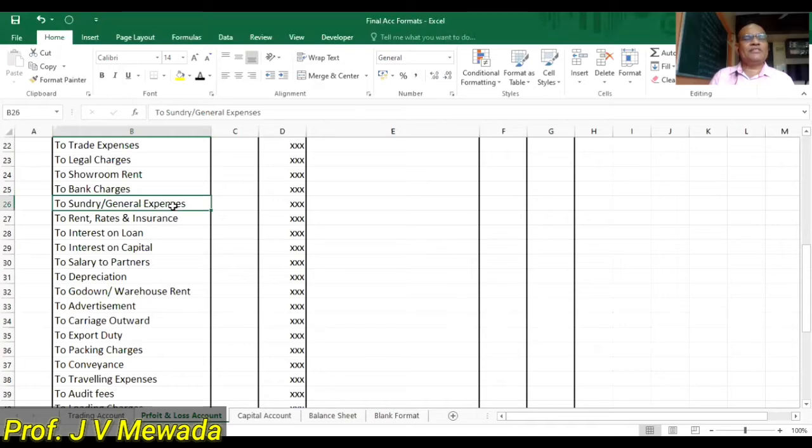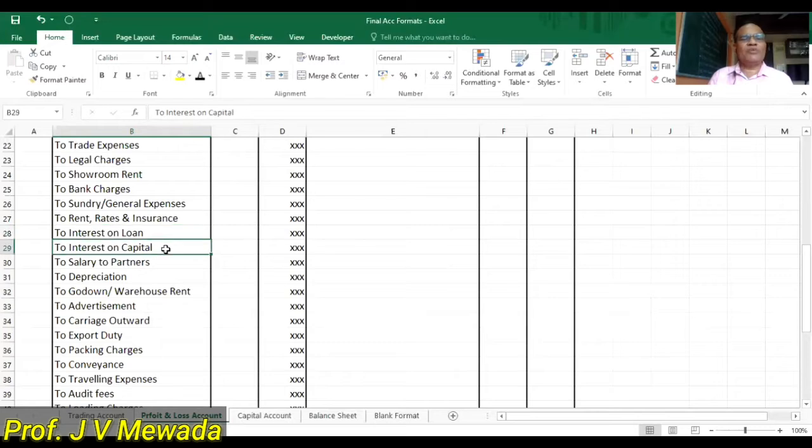Then we have sundry or general expenses. Then we have rent, rates and insurance. Rent, we are paying rent for office, or the rates, that is the tax that we are paying to the municipal corporation, and the insurance is the insurance premium that we are paying for insuring the goods. Then we have interest on loan. If you have taken any loan, then we are supposed to pay the interest.